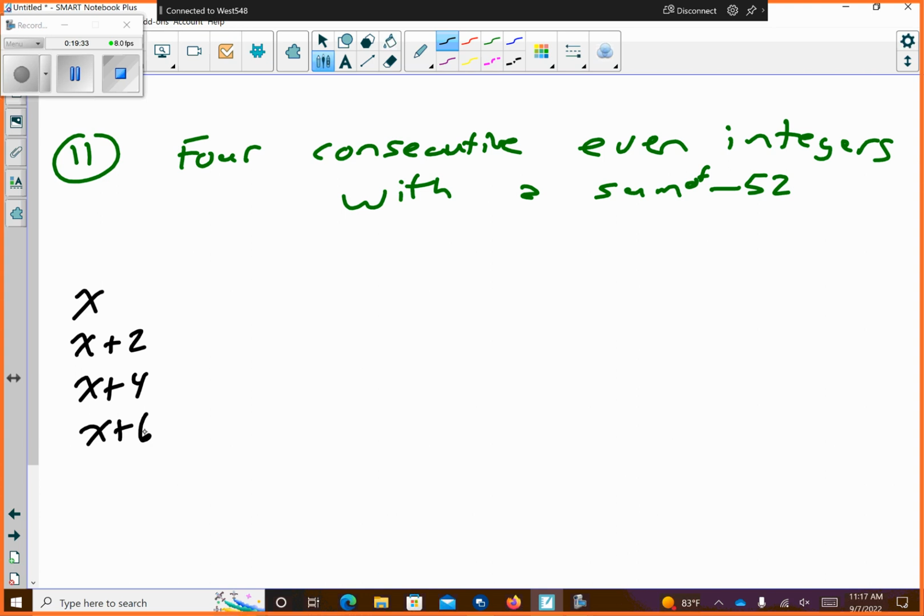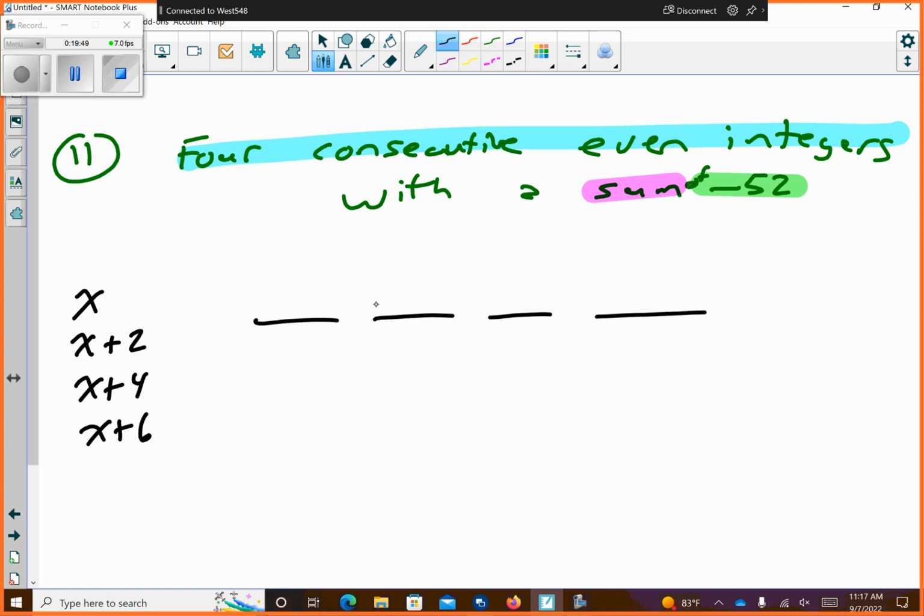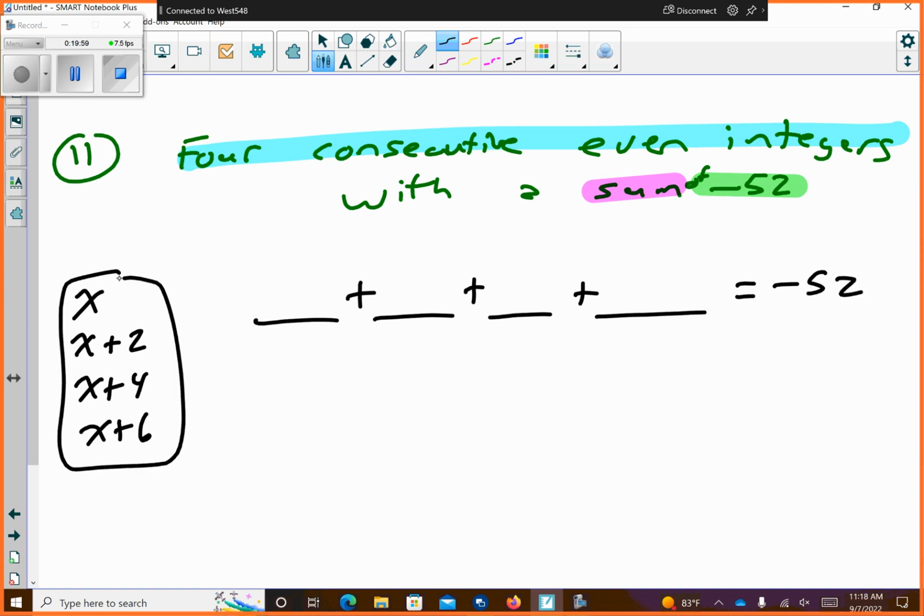Okay? So let's highlight a few things. I'm looking for 4 consecutive even integers with a sum of negative 52. Okay? So 1, 2, 3, 4. Sum means addition. Of means equals negative 52. This is the pattern if it was even or odd. It's the same thing. That's kind of nice. So I have x plus 2, I have x plus 4, and I have x plus 6.